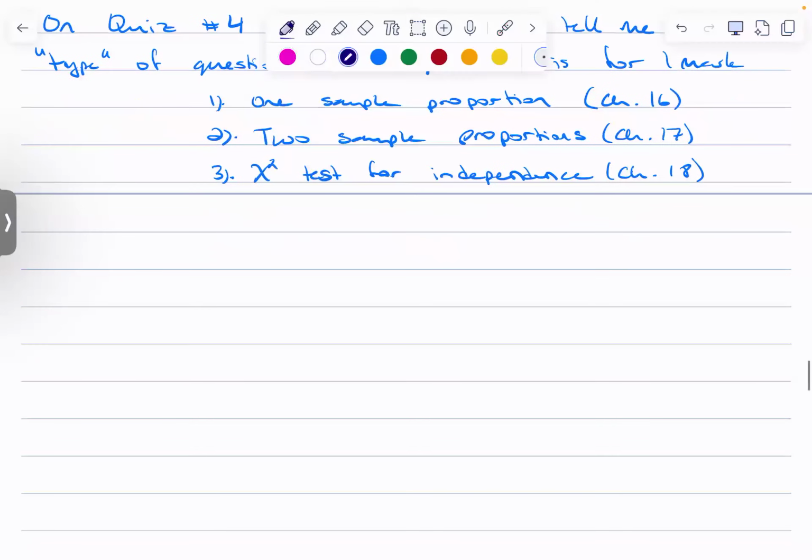Now the conditions for a chi-squared test, and this is for any chi-squared. There are other chi-squared tests. There's a chi-squared goodness of fit test. There's a chi-squared test of homogeneity, right? But this is kind of the biggest one, and so that's the one that we learn about.